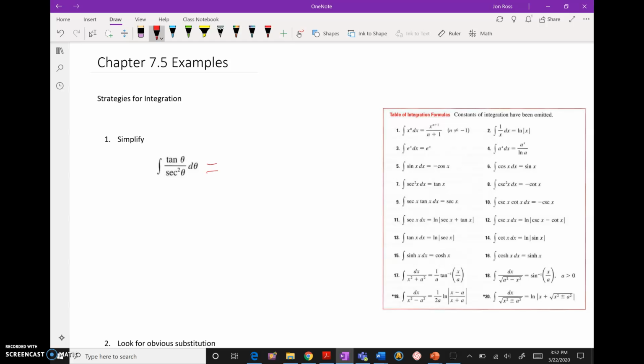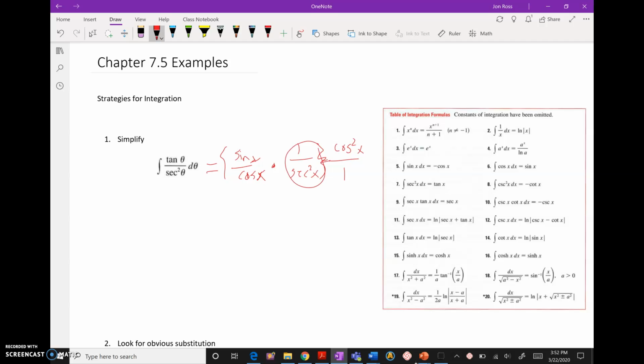solve a problem. For example, this one could be written as sines and cosines, right? Because tangent is sine x over cosine x. Okay, and I'm dividing it by secant squared x or multiplying it by 1 over secant squared x. But that can also be written as cosine squared x over 1. These are equal to each other.